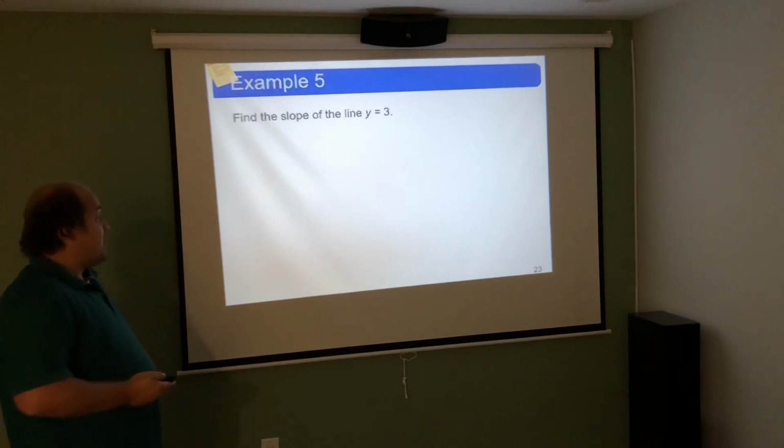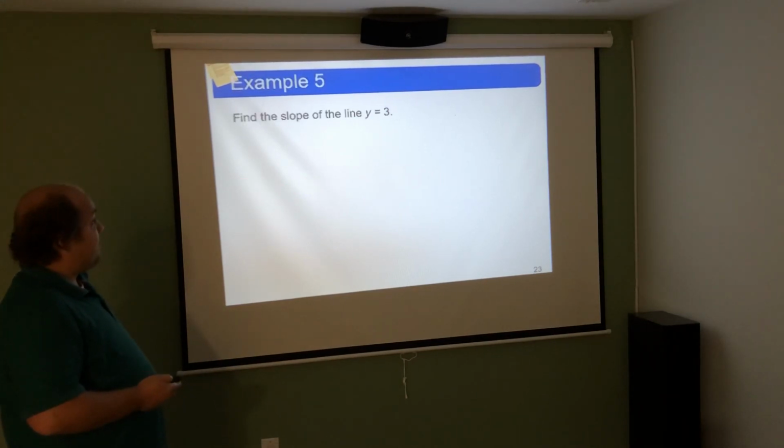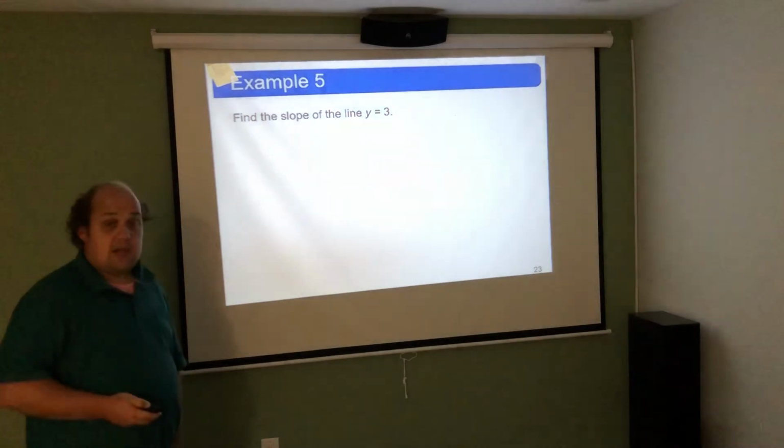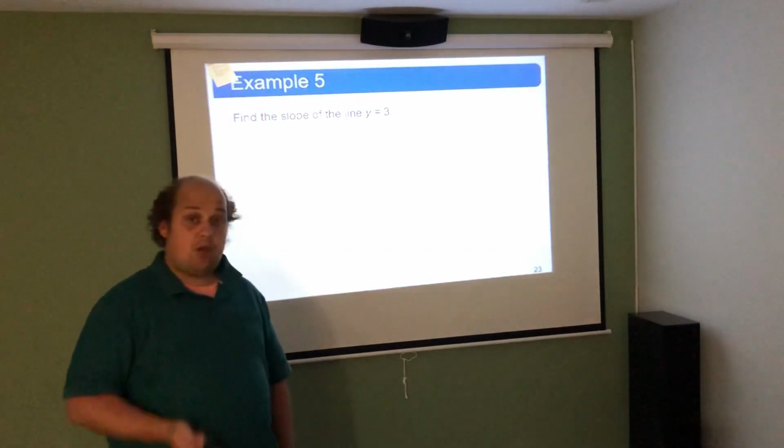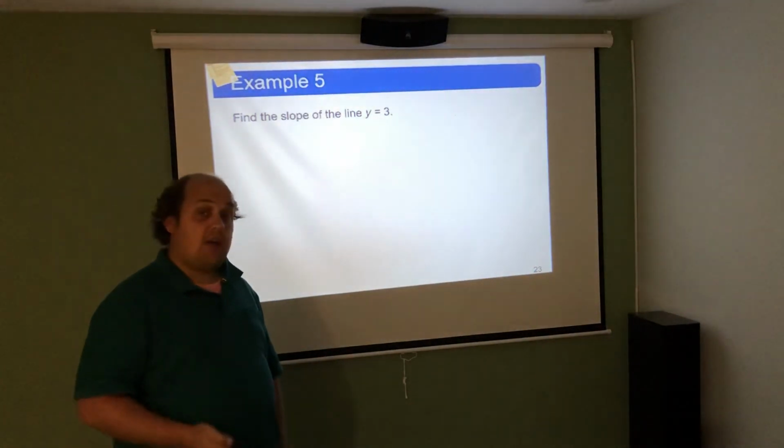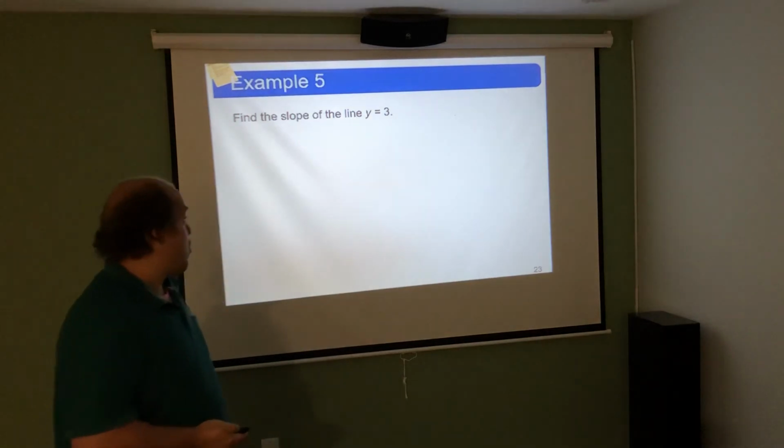Finding slopes of horizontal and vertical lines. If I'm asked to find the slope of the line y equals 3, I see there's no x's in the problem. Y equals 3 is a horizontal line. Horizontal lines have slope 0.